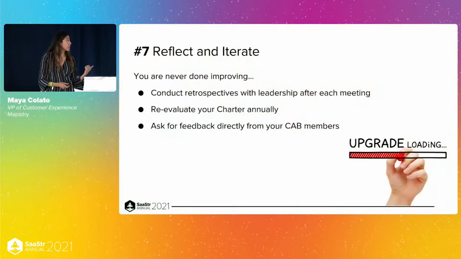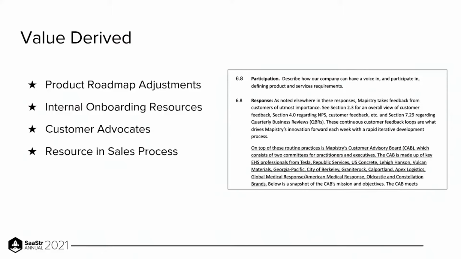Sorry. So going into the value derived that we got off of this, the first one that I'm going to talk about is the product roadmap adjustments. This happened both short and long term. The short term being, hey, we scheduled out these 4 themes for the year. Help us organize what should be going first. We did this with our compliance calendar. It allowed us to direct more conversations with prospects.